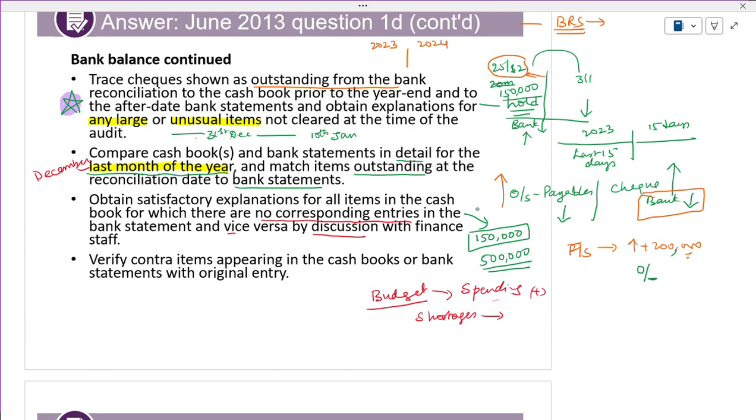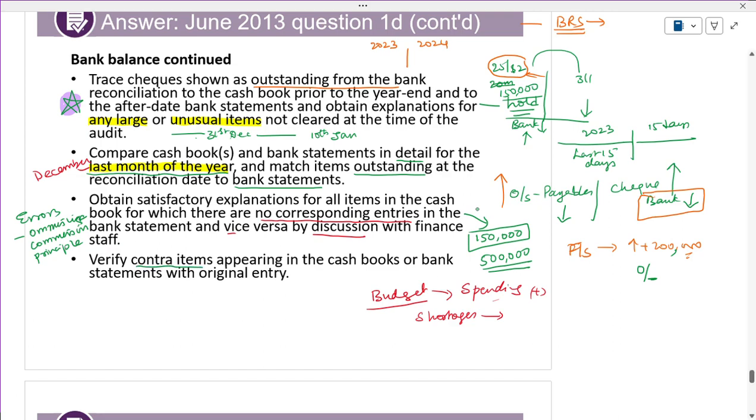They will have multiple errors as such. Our job as an auditor, if there are any no corresponding entries, definitely we have to check with the finance staff. That is where we are talking about errors. You will have an error of omission, which I think I told you before, an error of commission, and then the error of principle. These are the three accounting errors that we will come across with respect to financial statements. There is no complete 100% proof that it is going to be error free. Okay, verify contra items.